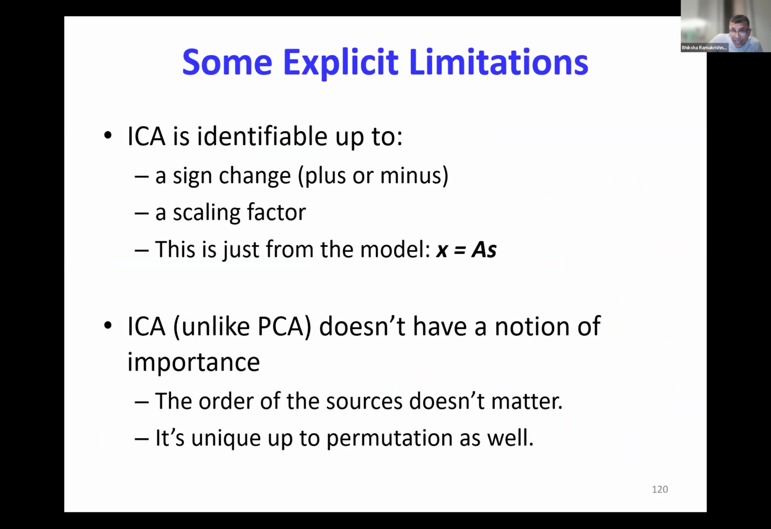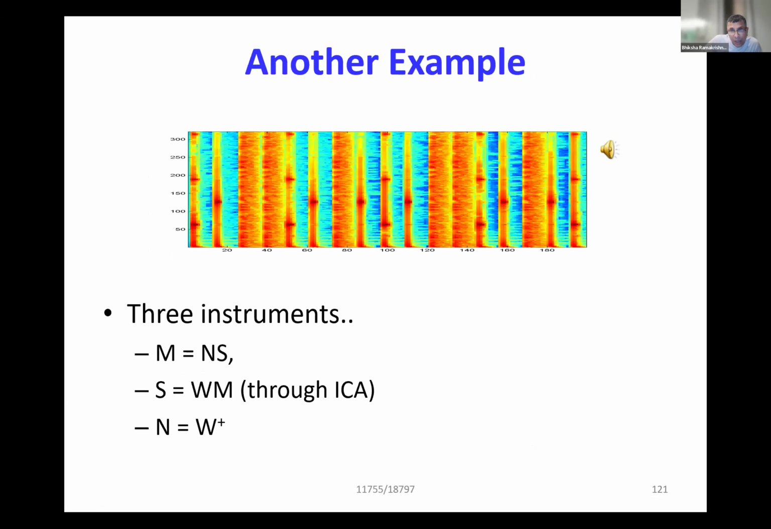Also, ICA, unlike PCA, doesn't have a notion of importance. It gives you the separate sources, but it doesn't tell you this source is more important than this one, whereas PCA did. It said this source has more variance than this one, right? So ICA has all of those restrictions, but now let's go back to our music again.